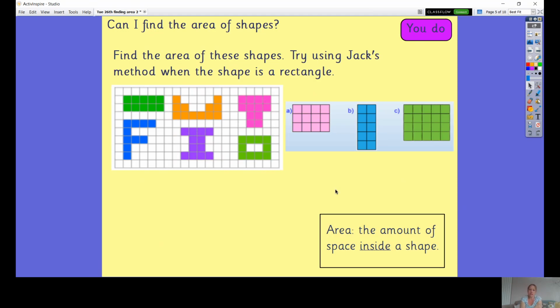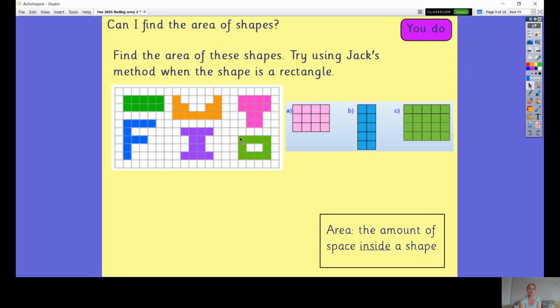Find the area of these shapes. So you're going to pause and you're going to try and find the area of these shapes. Try using Jack's method when the shape is a rectangle. So some of these are a rectangle, and you can use Jack's method for working those out, and the others you'll have to count the squares on the screen. Okay, you can just write the colour in your book, so just write green or orange, pink, whatever.